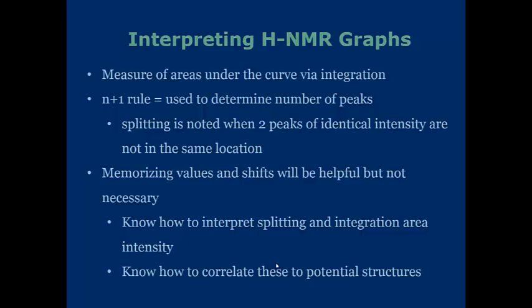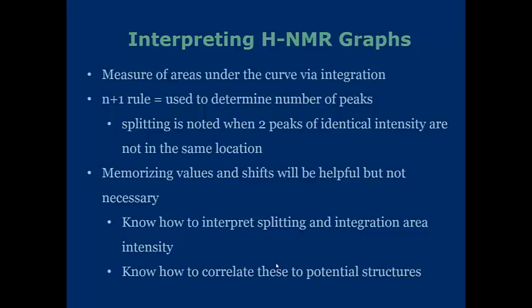The N+1 rule is used to determine the number of peaks. It's going to determine the splitting pattern. Note that splitting is noted when 2 peaks of identical intensity are not in the same location. A common way to look at the splitting is what's called the 3-away rule. The 3-away rule says that the splitting is based on the adjacent carbon's protons.